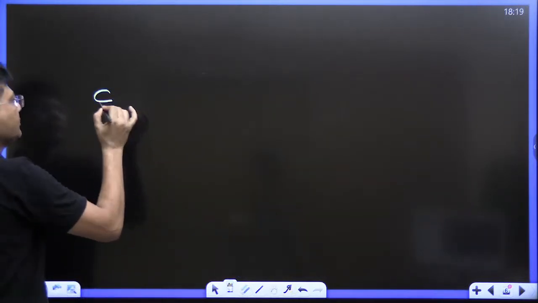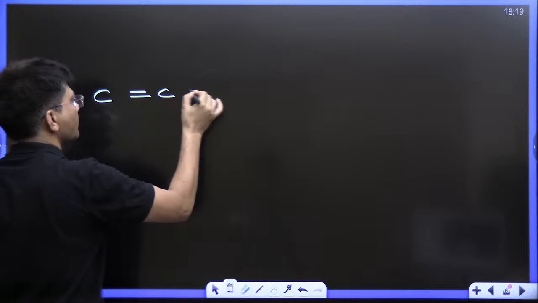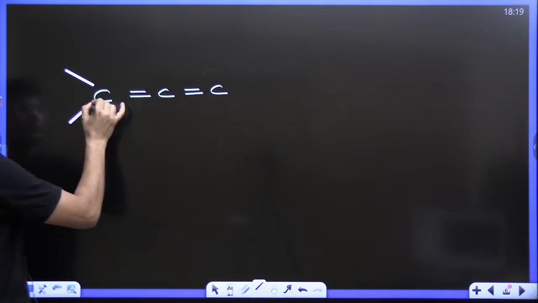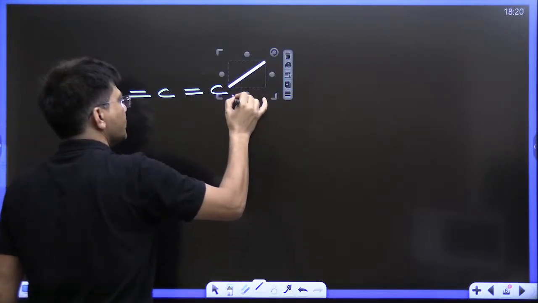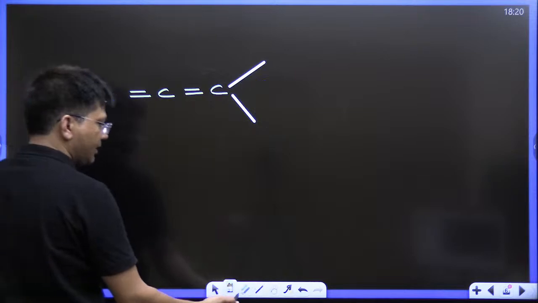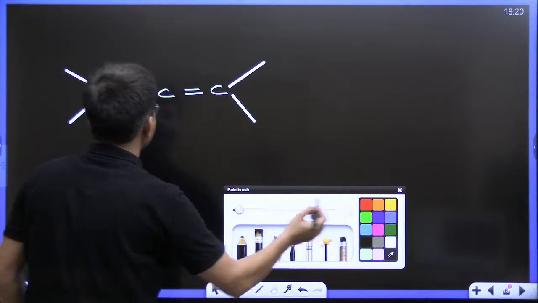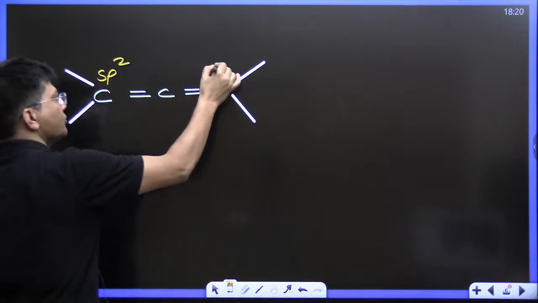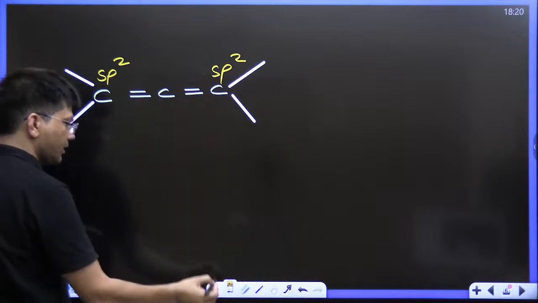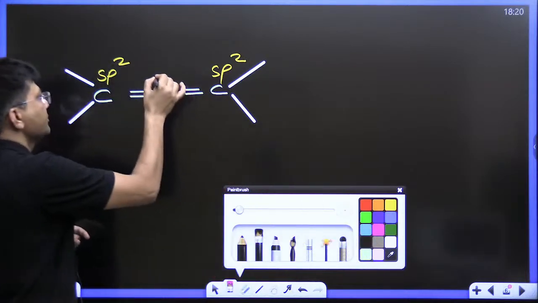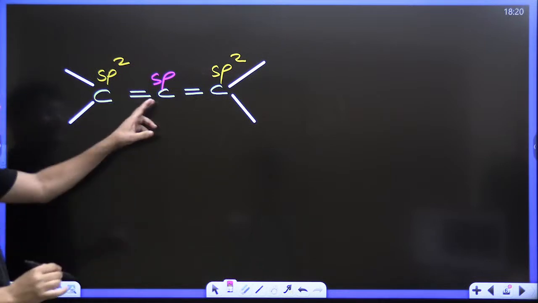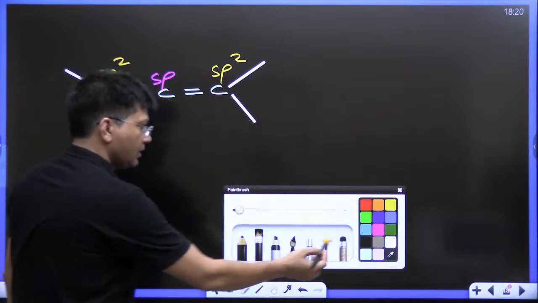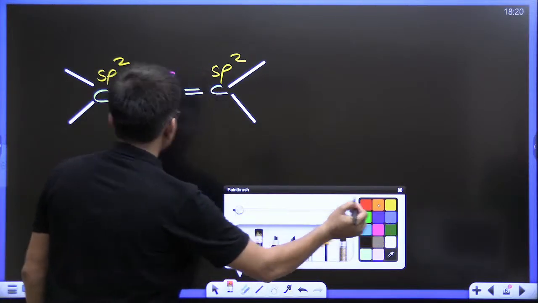This is one carbon. You just try to focus on the terminal carbons. Can you see the hybridization of the terminal carbons? This carbon is sp2 hybridized. This carbon is also sp2 hybridized. The middle carbon is sp hybridized because it is attached with two pi bonds. Leave this sp hybridized carbon. Just focus on the sp2 hybridized carbons.